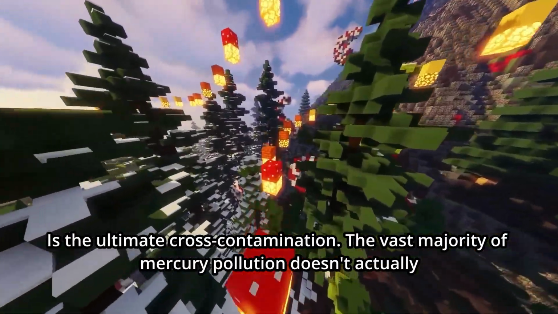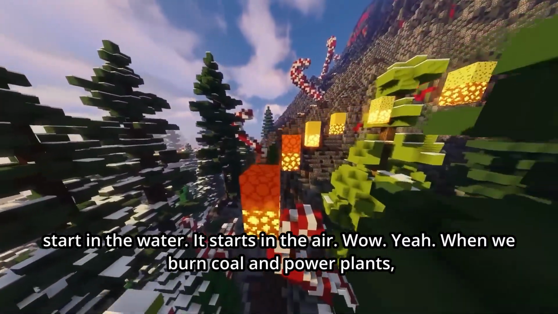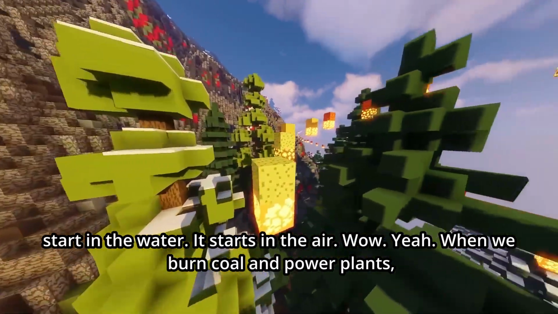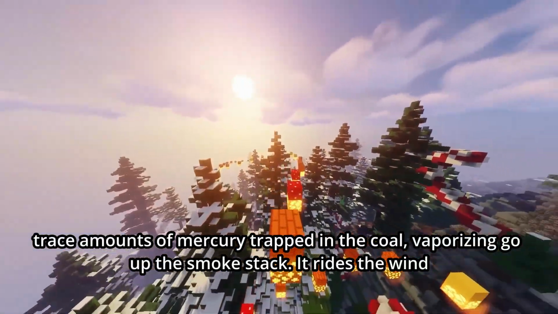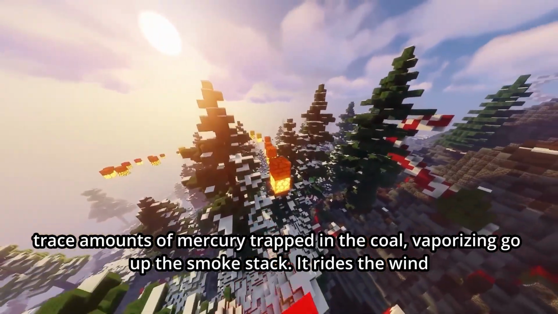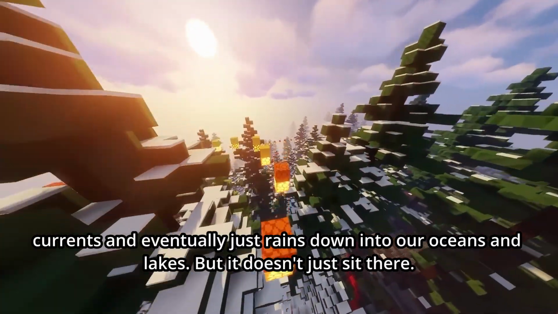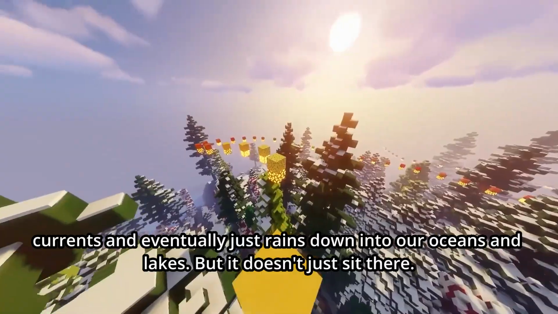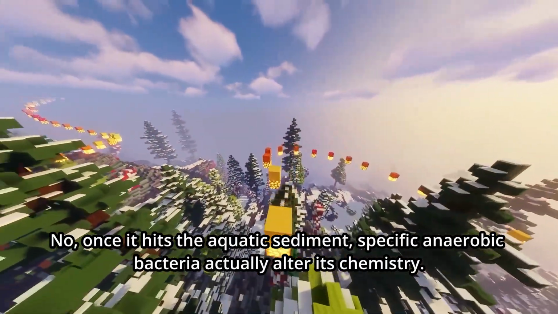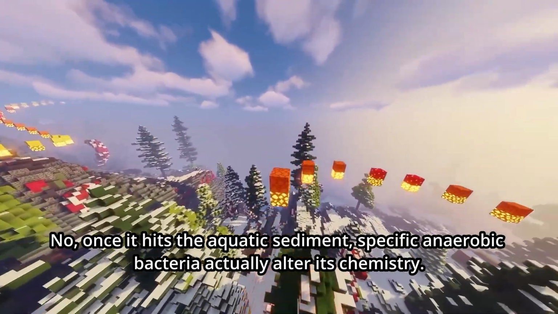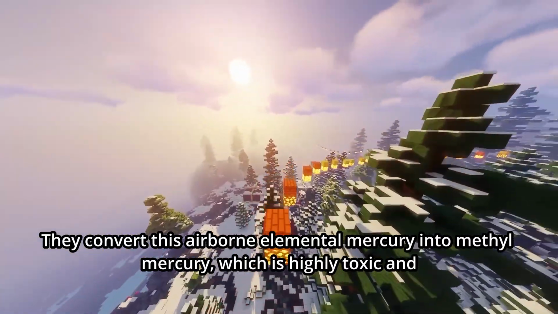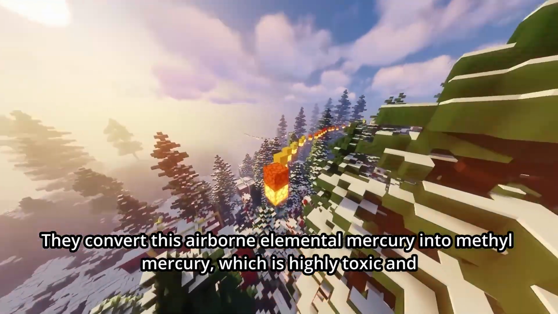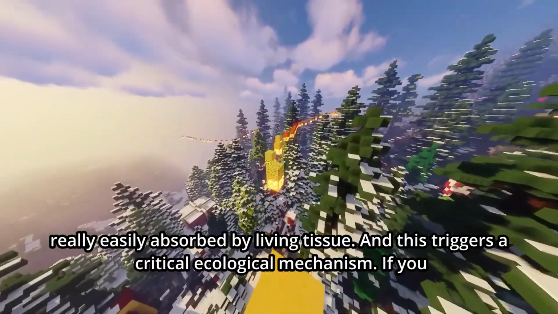The vast majority of mercury pollution doesn't actually start in the water. It starts in the air. Wow. Yeah, when we burn coal in power plants, trace amounts of mercury trapped in the coal vaporize and go up the smokestack. It rides the wind currents, and eventually it just rains down into our oceans and lakes. But it doesn't just sit there. No, once it hits the aquatic sediment, specific anaerobic bacteria actually alter its chemistry. They convert this airborne elemental mercury into methylmercury, which is highly toxic and really easily absorbed by living tissue.